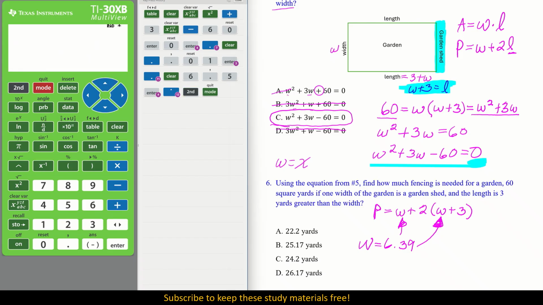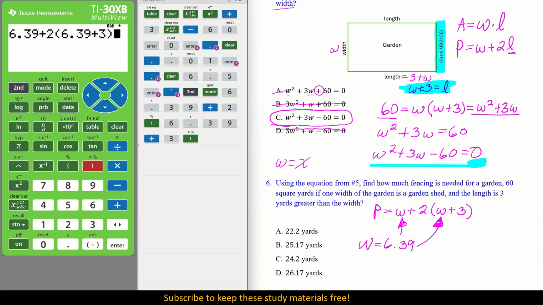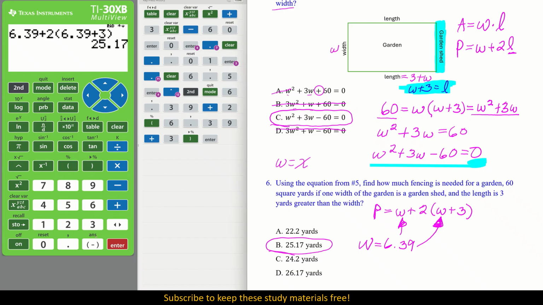So second mode, okay, now 6.39, and then say plus 2 in parentheses, 6.39 plus that 3, close the parentheses, double check our entries and enter. Yeah, we've got a very solid answer, which is B. There we go. So our calculator really did help us.